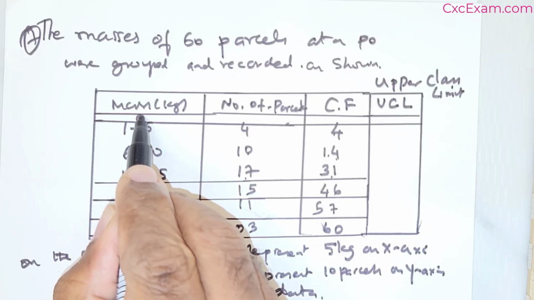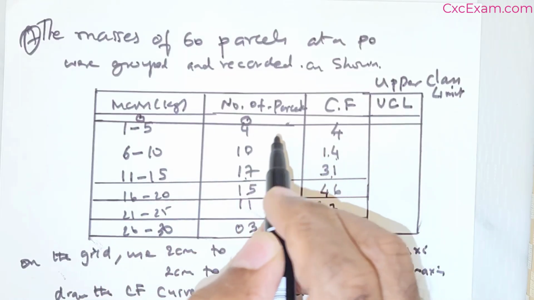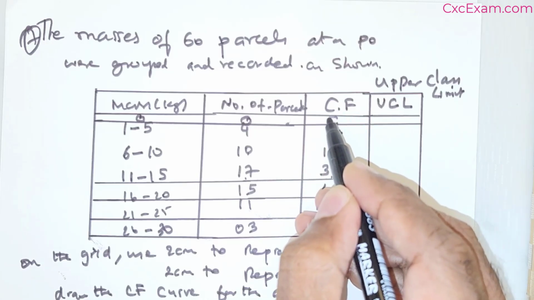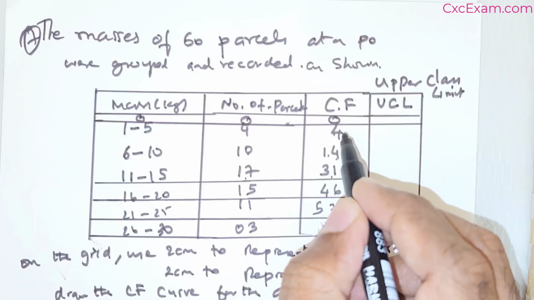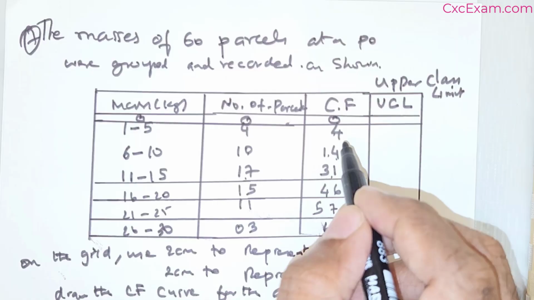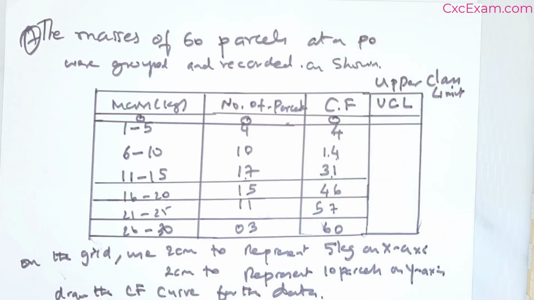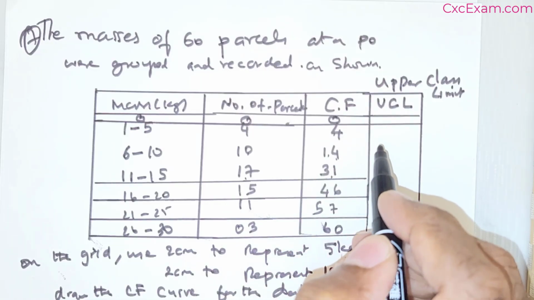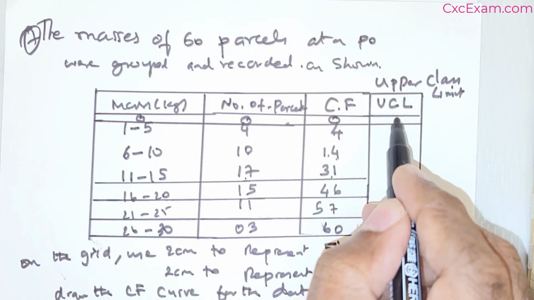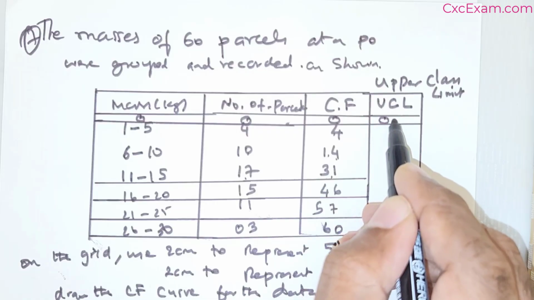Now we are given mass from 1 to 5. Now I will add one more data point as 0, and clearly number of parcels is going to be 0 and the cumulative frequency is 0. So this is to cement the gaps in the data. So that's the best word to say. So now the upper class limit for this data point will be 0.5.